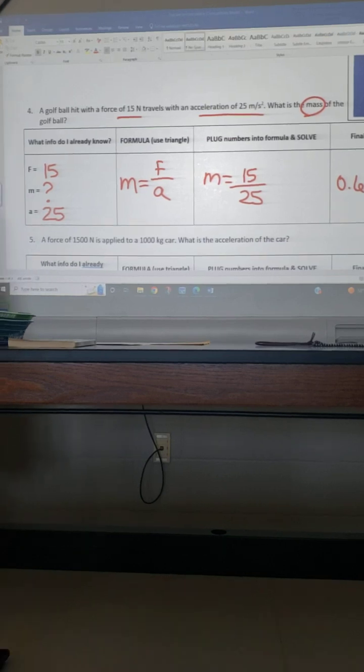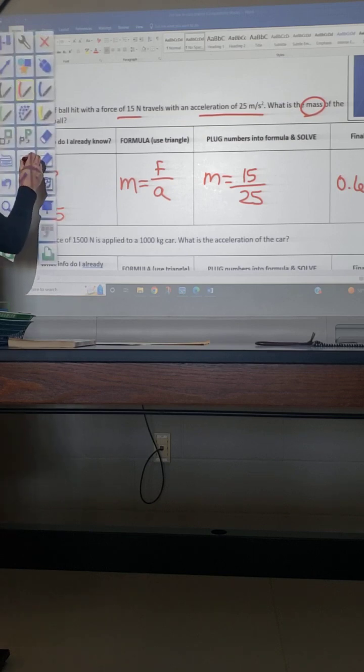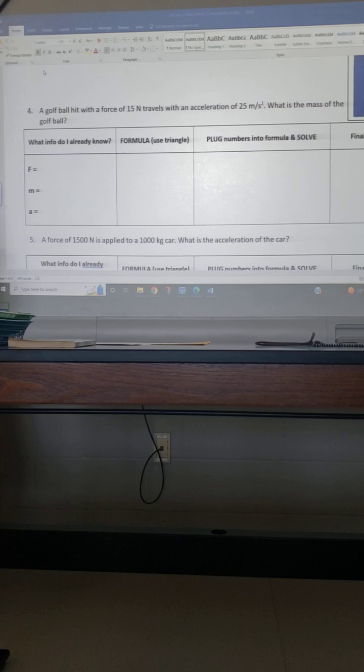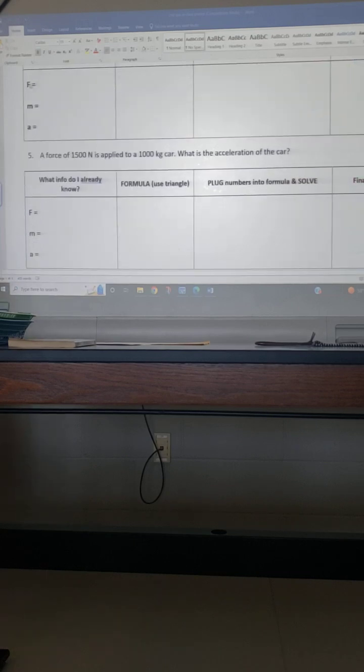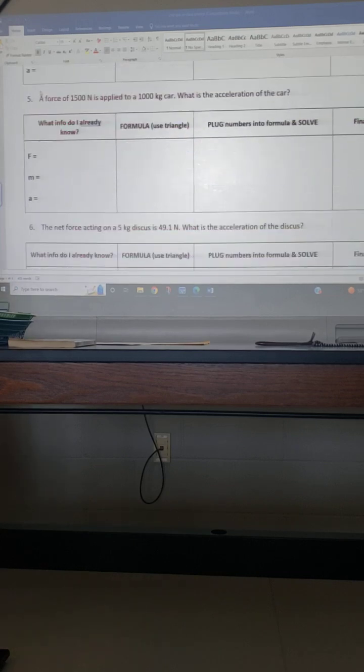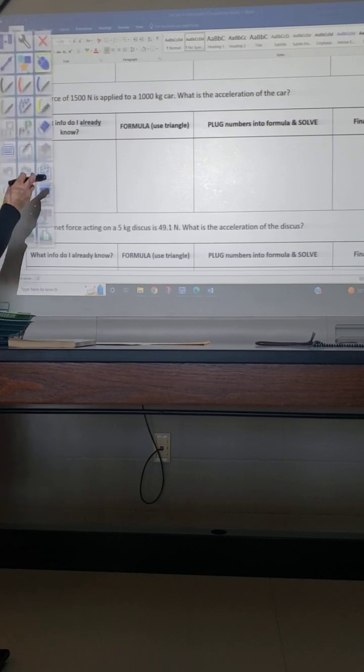Any questions there? Mass, and all you have to do is if you forget, look at the front. You've already identified what the mass units are. It's always going to be the kilogram. Okay, go to number 5.